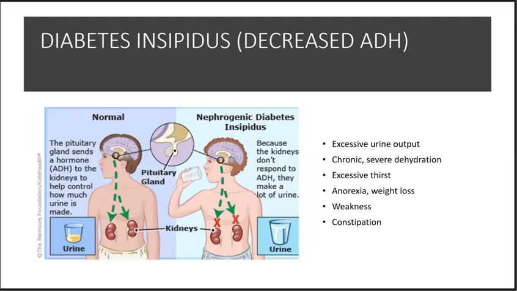We also want to keep a strict weight record. If he's retaining fluid, we want to know about that, or if he's losing weight, you want to monitor that. We also want to monitor other vital signs like the blood pressure, pulse, and temperature. And we may need to administer vasopressin, the antidiuretic hormone, to treat this condition.